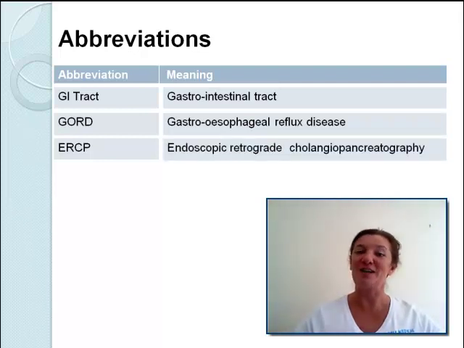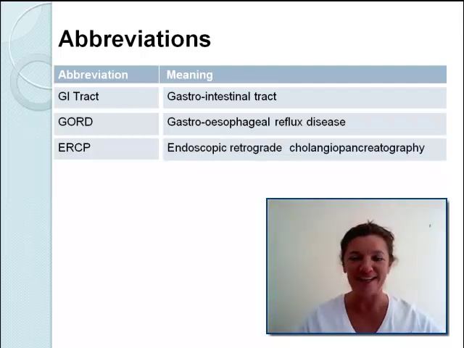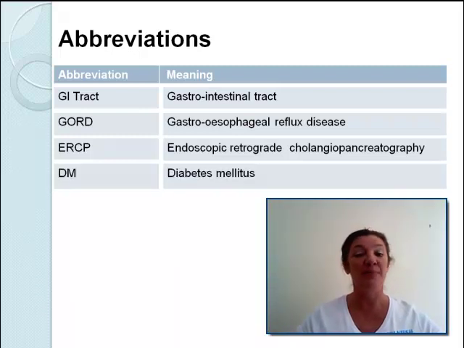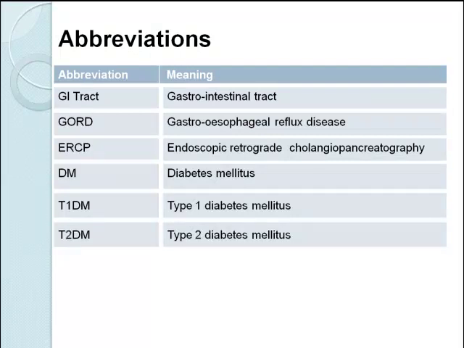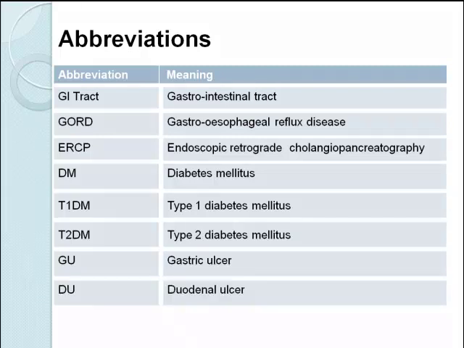ERCP, endoscopic retrograde cholangiopancreatography. Graphy was our X-ray, and it was an X-ray of our pancreas and our gall vessels. DM was diabetes mellitus, and the two types that we have is type 1 diabetes mellitus and type 2 diabetes mellitus. GU stands for gastric ulcer. Many people get ulcers in their stomach or in their duodenum, DU standing for duodenal ulcer.